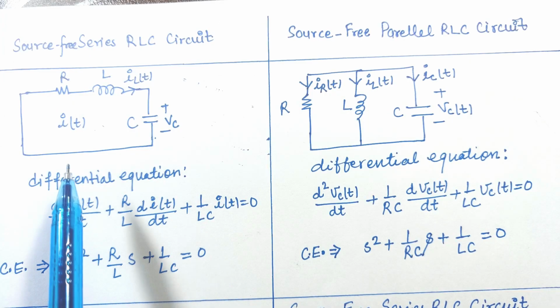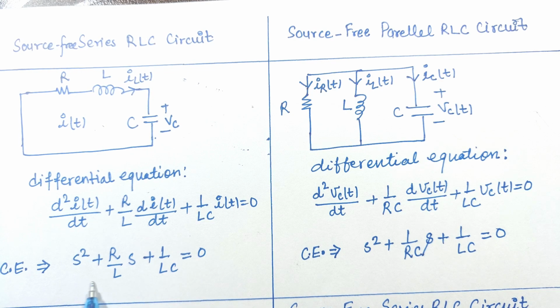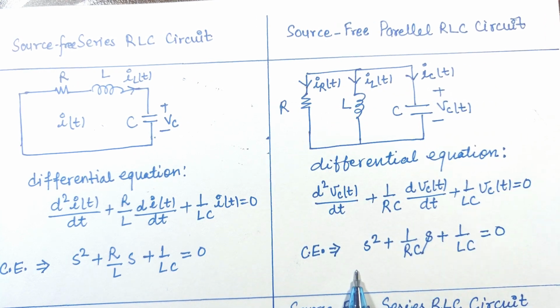Here we can see this is a source free series RLC circuit. If we write the differential equation of the circuit, then this will be the differential equation, and this is the characteristic equation of the circuit. And for the parallel RLC circuit, this is the differential equation, and for this circuit, the characteristic equation will be like this.